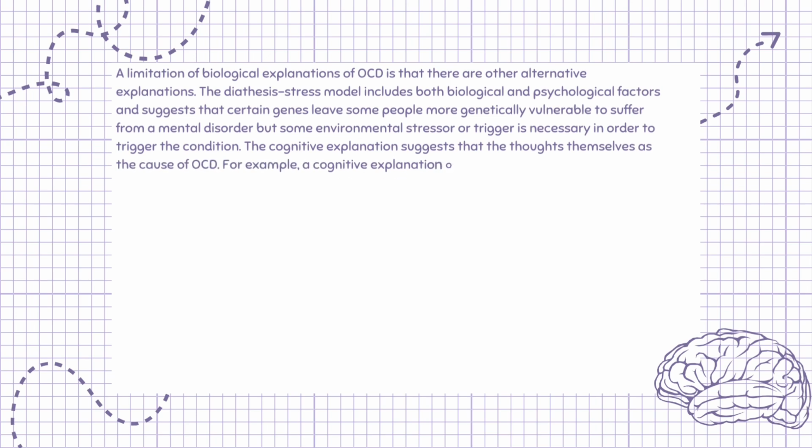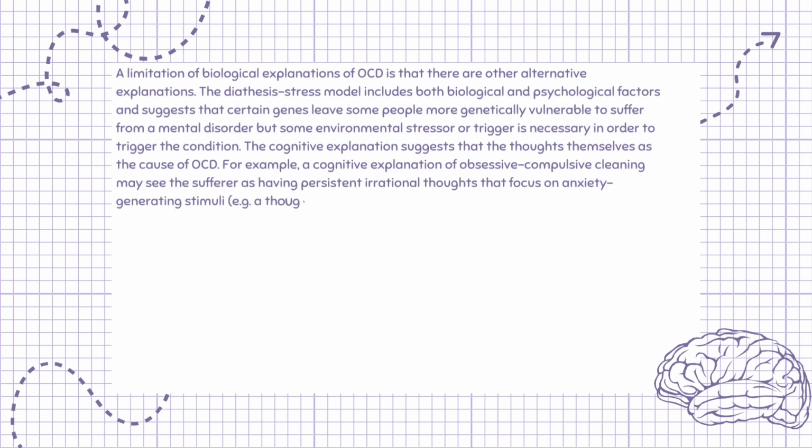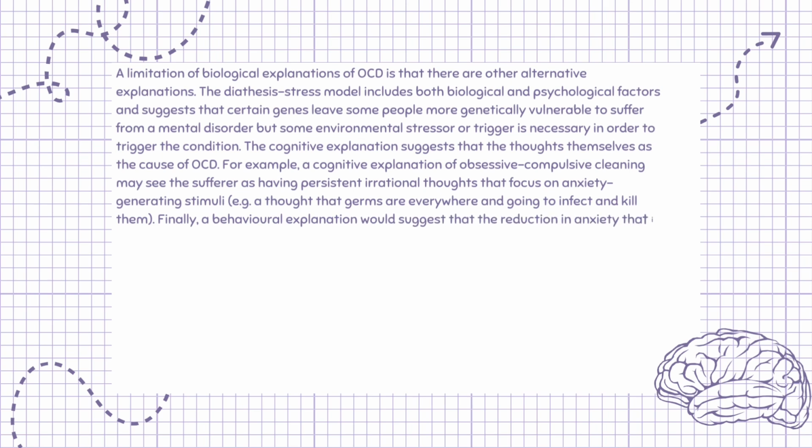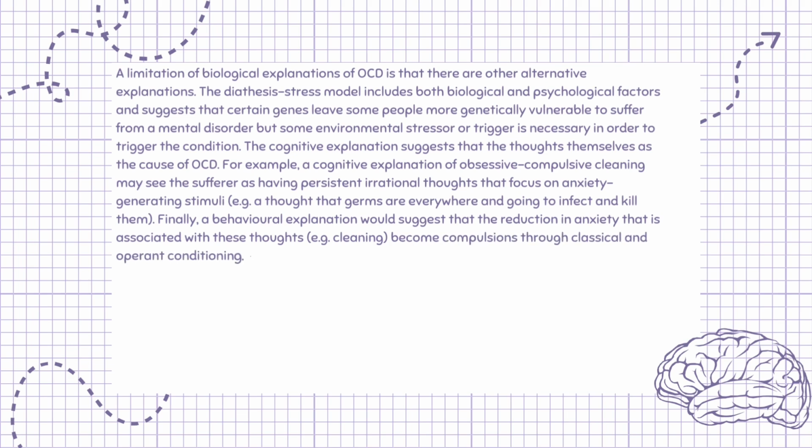For example, a cognitive explanation of obsessive-compulsive cleaning may see the sufferer as having persistent irrational thoughts that focus on anxiety-generating stimuli, e.g. a thought that germs are everywhere and going to infect and kill them. Finally, a behavioral explanation would suggest that the reduction in anxiety that is associated with these thoughts, e.g. cleaning, becomes compulsions through classical and operant conditioning.